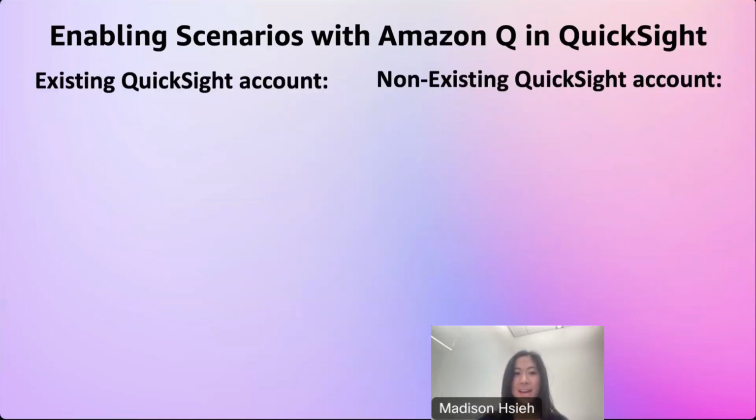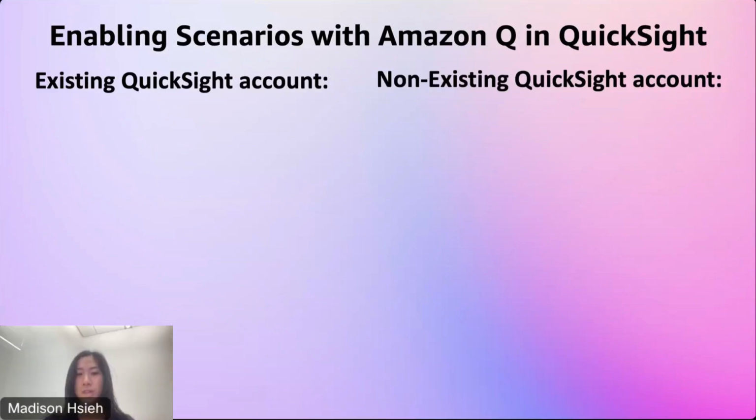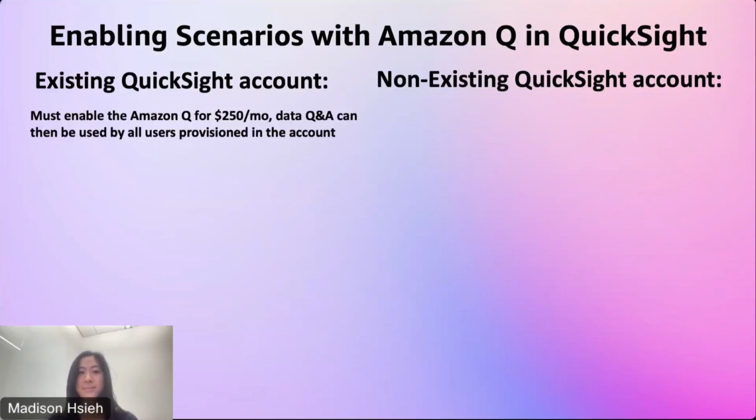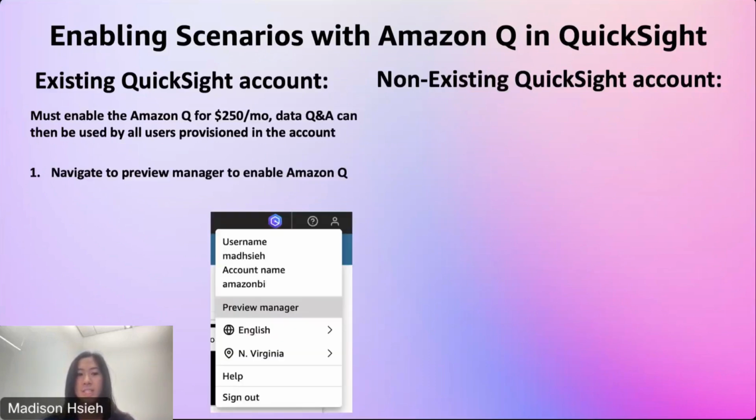All right, so with that, I'm just going to quickly go over how you can enable scenarios. So first, we'll go over existing QuickSight accounts. If you are in a QuickSight account already, you must enable Amazon Q, and it's a $250 per month fee for data Q&A, and then you can use that across all your users who are provisioned inside your Amazon QuickSight account. And then all you have to do is if you navigate to this top icon here in your QuickSight account, you should see this button that says Preview Manager, and then from there you can toggle on Amazon Q and QuickSight.